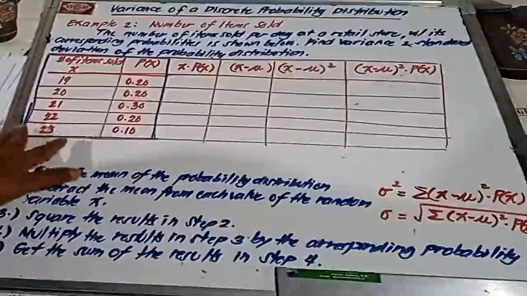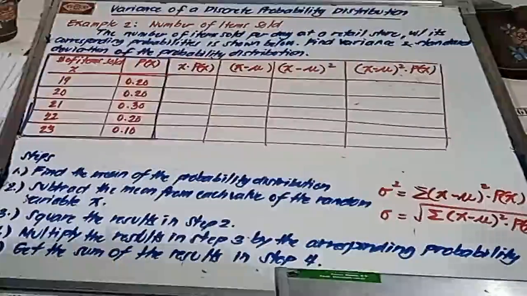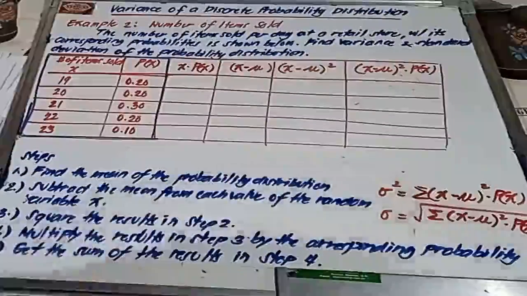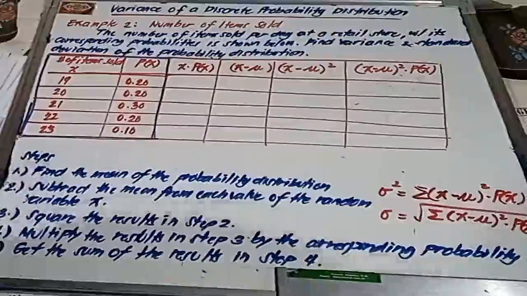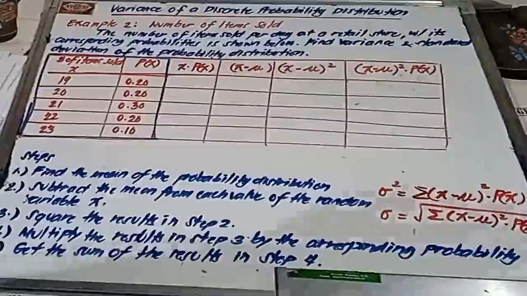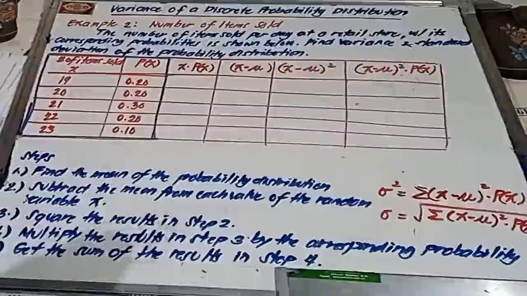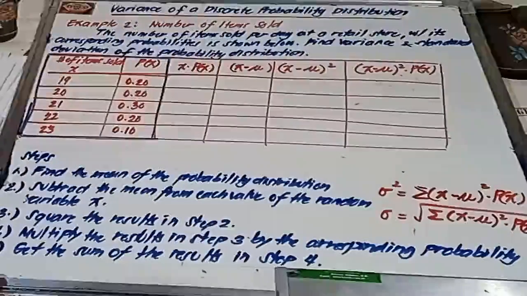Itong first two columns ng ating table. At i-add pa rin natin yung steps na to in solving for the variance and standard deviation, with that is inclined with this formula, variance and standard deviation. Now, right after solving this using these steps and using this formula, isosolve natin to using the alternative procedure. So we have two methods in solving the variance and standard deviation with discrete probability distribution. Yung first example ko, na-solve ko na using these steps.